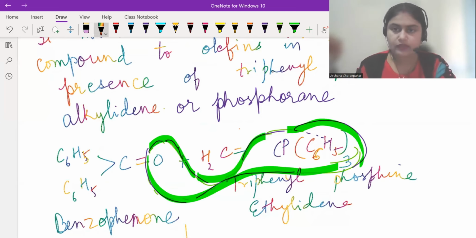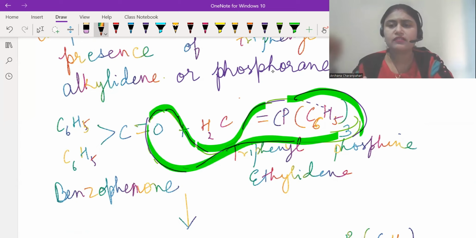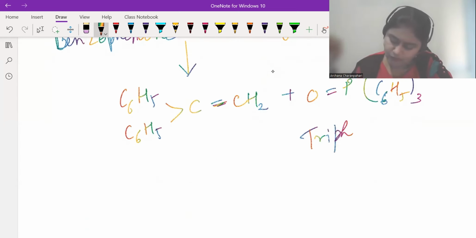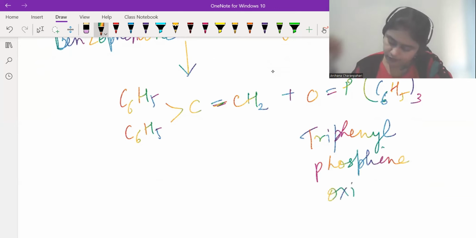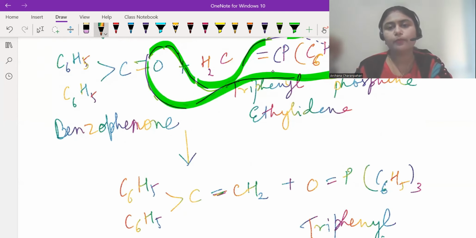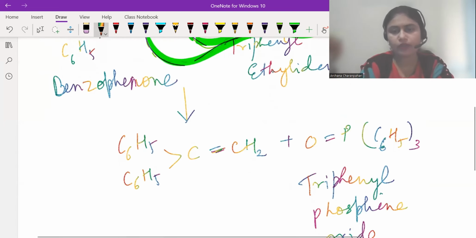So C6H5, C6H5, C double bond CH2 will be there. Or you can write this double bond over here. In that case, the double bond from here will be taken and bonded to CH2, the ethylene group. So we get triphenyl phosphine oxide. Very simple, right? You need to take the oxygen and attach it to double bond P, and the rest of the group will be attached to your carbonyl compound.